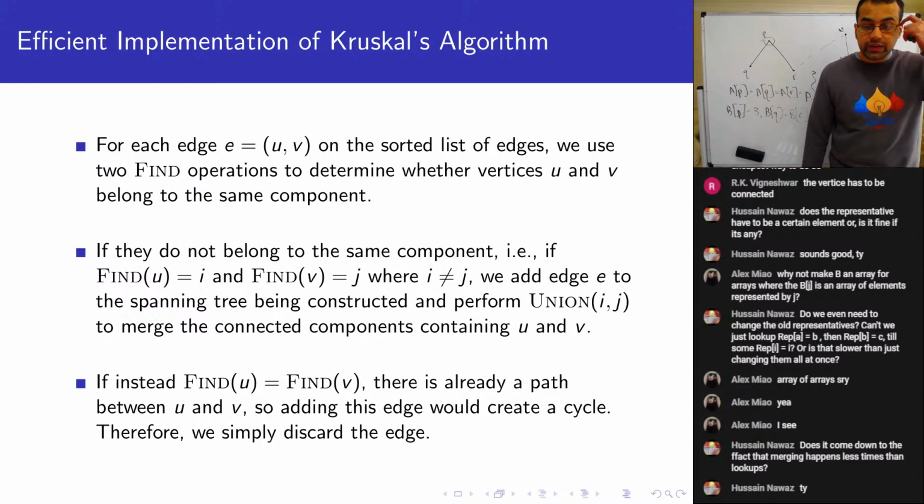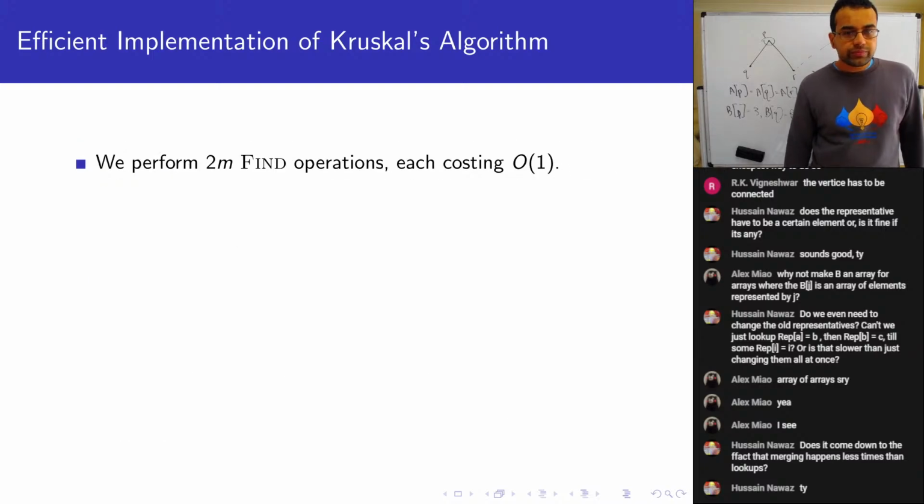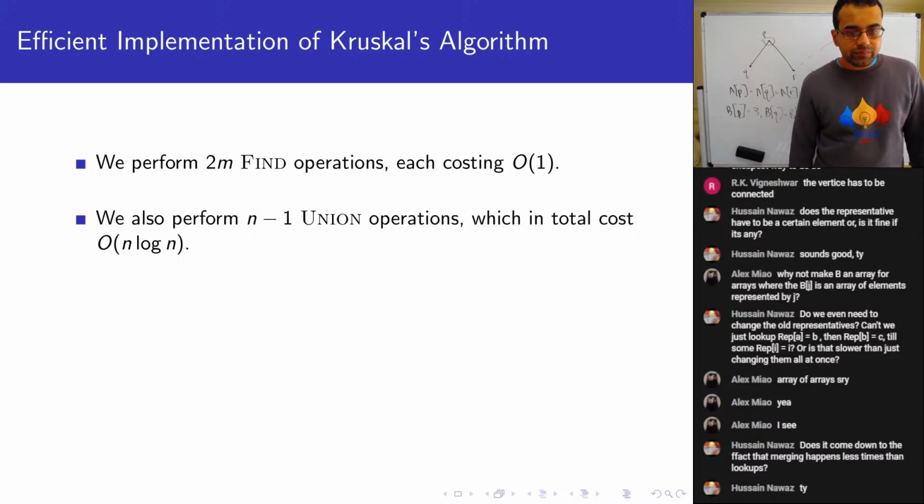So every edge is considered using two find operations, and if it's to be selected, we also need to run a union operation. So in total, we may need to consider every single edge. So that requires 2m find operations, each in constant time, because you just look up an entry of the A array. We also have n-1 edges that are actually selected, so that requires n-1 many union operations, and the total cost of those is n log n, or n-1 log n-1, which is the same.